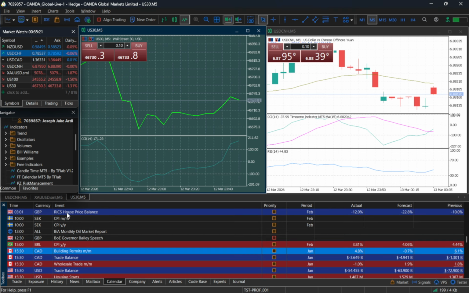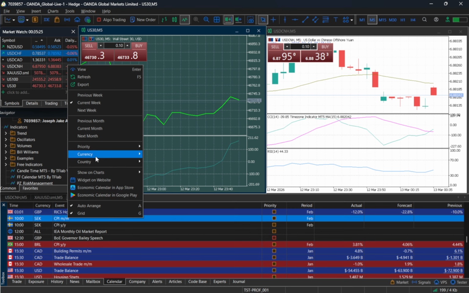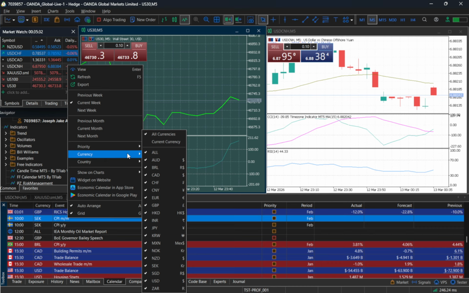Next, use filters to focus on what matters to you. You can narrow the calendar by country or currency, impact level, high, medium, or low, and by date range. If you primarily trade EUR/USD, it makes sense to show Eurozone and United States events and hide the rest. This keeps the feed relevant and helps you prepare for the sessions that matter most.